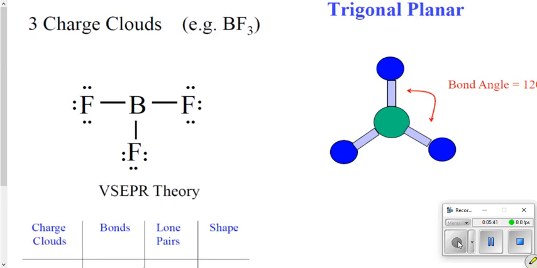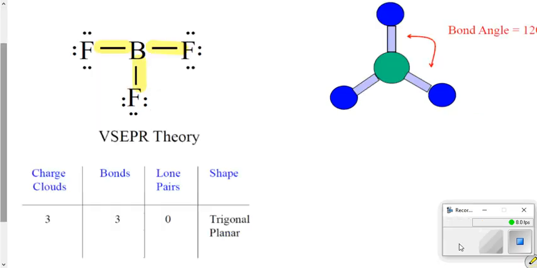Let's look at the possibilities that exist if we have 3 charge clouds around a central atom. Boron trifluoride is a first example of something that has 3 charge clouds. After following the 5-step method, I notice that I have a single bond on 3 sides of the central boron atom. We can see that we have 3 bonds and no lone pairs.